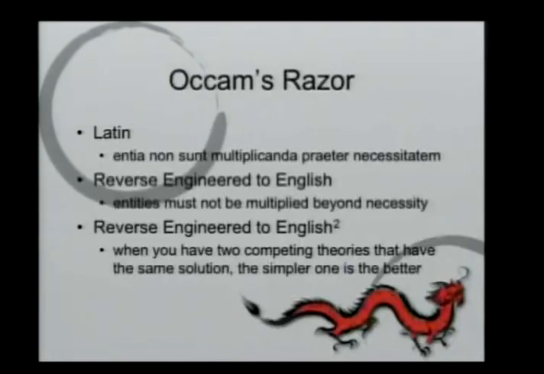But on that point, Occam's razor. Everybody's heard of it. Everybody talks about this, but it's true. This is the Latin. If you reverse engineer or translate it into English, you end up with: entities must not be multiplied beyond necessity. Or in plain English, when you have two competing theories with the same solution, the simpler one is better.